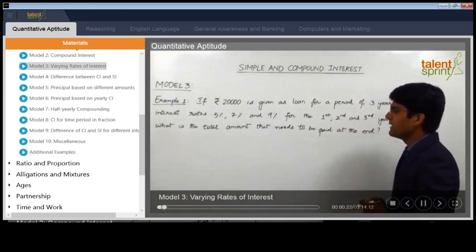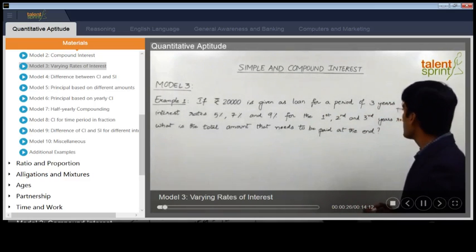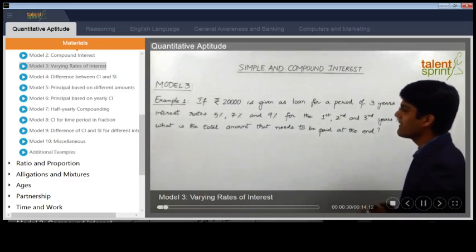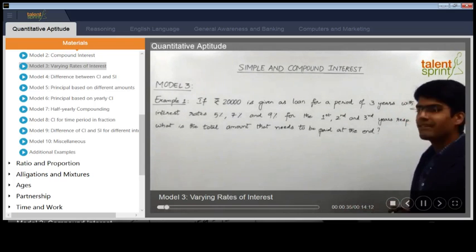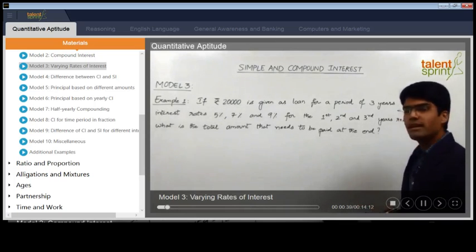The first example here is, if rupees 20,000 is given as loan for a period of 3 years with interest rates as 5%, 7% and 9% for the first year, second year and third year respectively, what is the total amount that needs to be paid at the end?